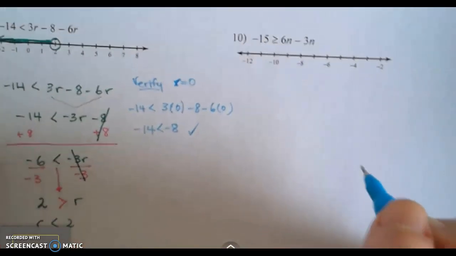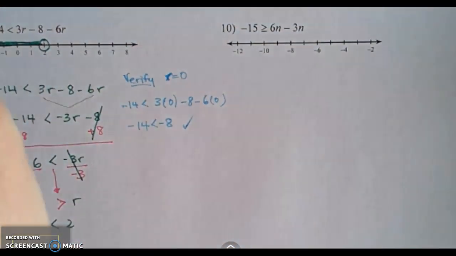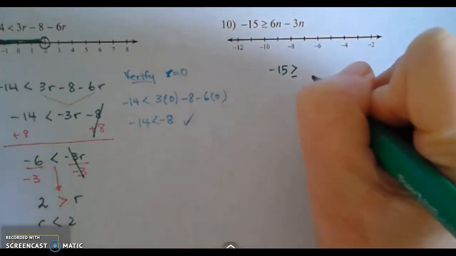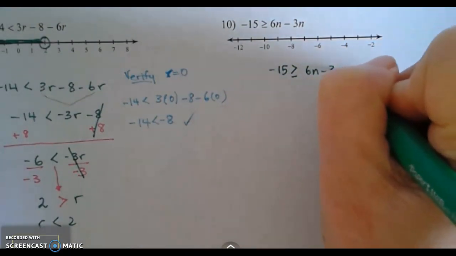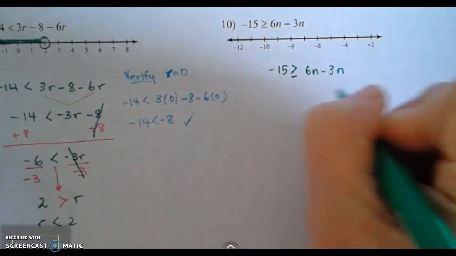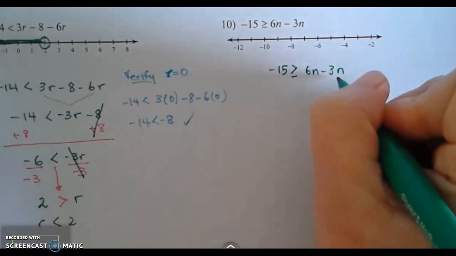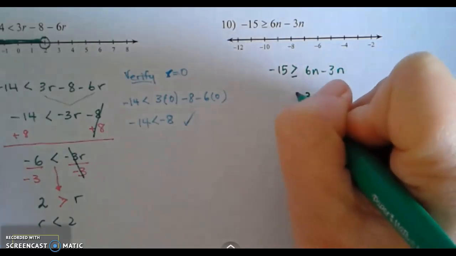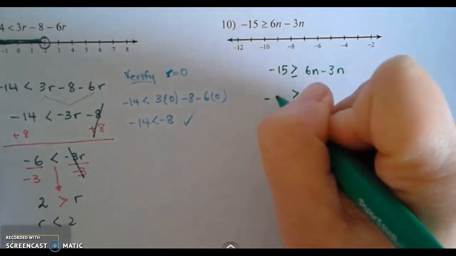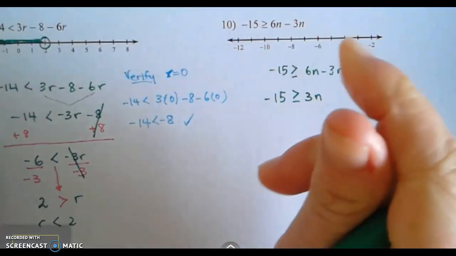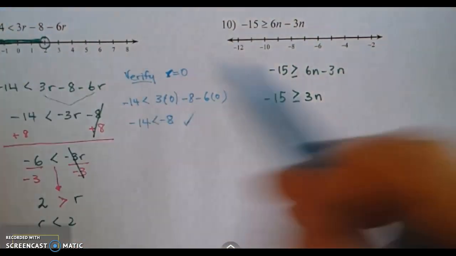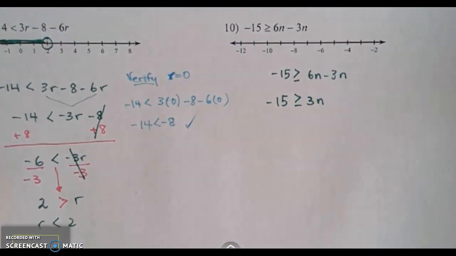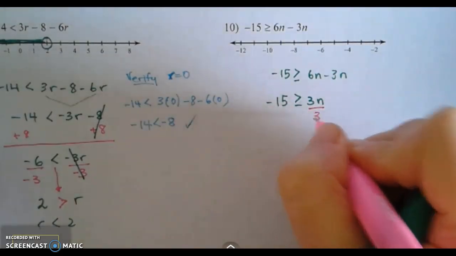Alright, then let's do the last problem. Okay, so we have negative 15 is greater than or equal to 6n minus 3n. Again, I need to combine the like terms, 6n and minus 3n. They are like terms, so I can combine that as 3n is greater than or equal to negative 15. Okay, and that's positive 3n, right? So I'm dividing both sides by positive 3 to get rid of that 3.